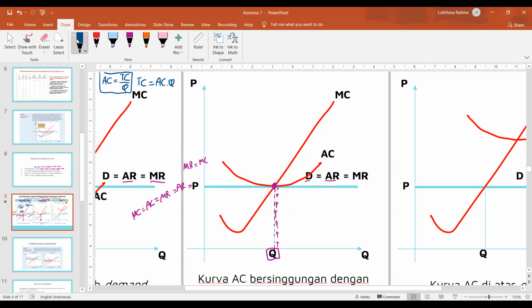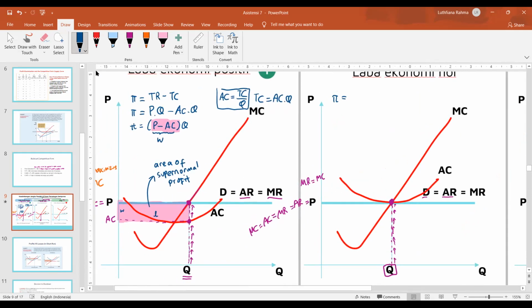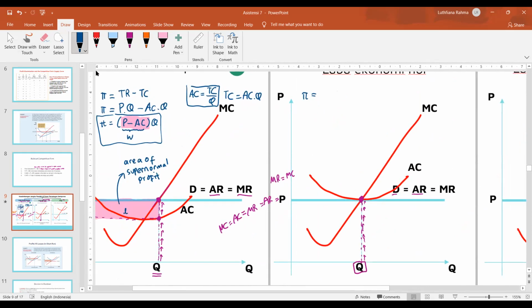And always remember that profit is equal to, from the previous condition, let's take it simple: profit is equal to price minus average cost times Q. So here, the price minus average cost, because the price is the same as the average cost, will result in zero.